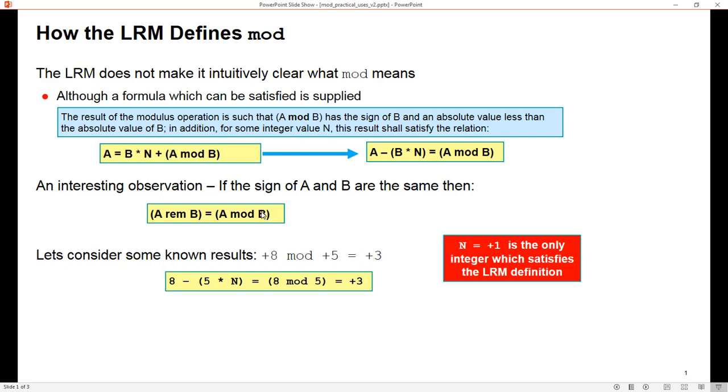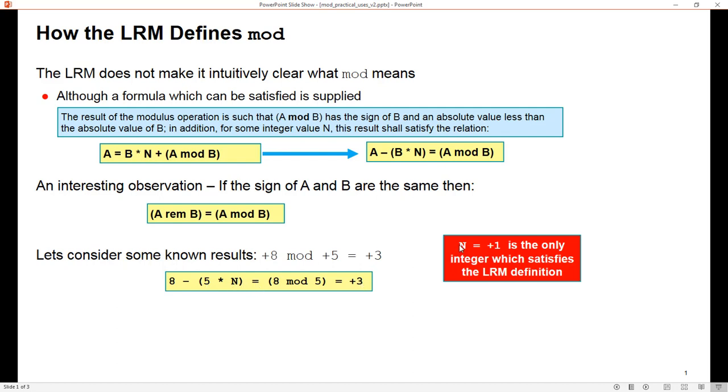And we've said from the statement above that a rem b equals a mod b if the signs of a and b are the same, which they are. In this case, they're both positive. So we already know this. We already know that 8 mod 5 equals plus 3 by deduction. And from this box up here, we reorganize this equation from the LRM into this expression here. So all we can do here is we plug the numbers a and b that we know, a being 8, b being 5, into this equation here, and we see we end up with 8 minus, in brackets, 5 times n equals plus 3.